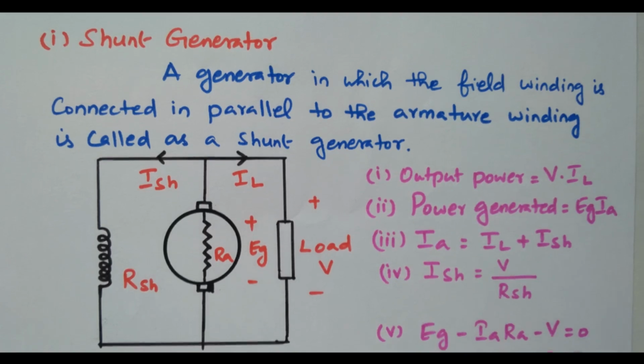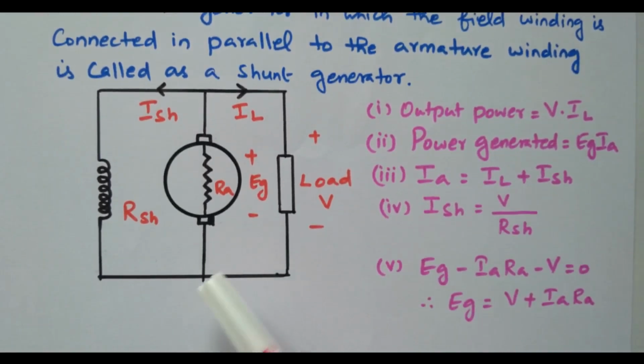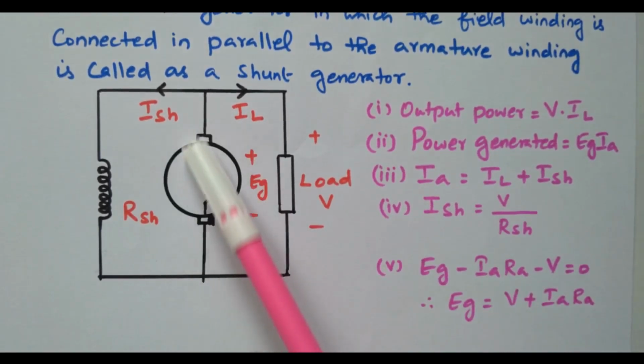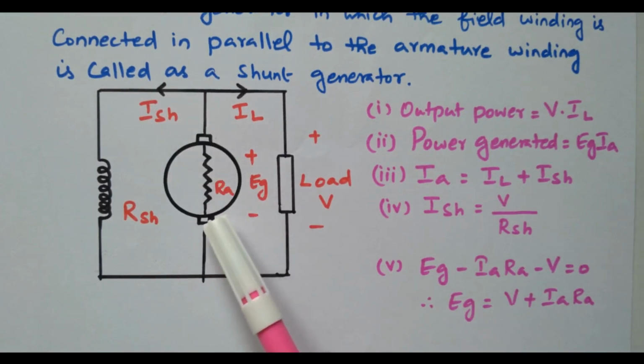Now we will see the diagram. This is the armature, the rotating part. This is a brush. This is a field winding. Both are connected in parallel. So the current generated from the armature is used to excite the field winding also, so it is called self-excited. Now this is the load end. Armature as well as field are connected in parallel, so it is called a shunt generator.